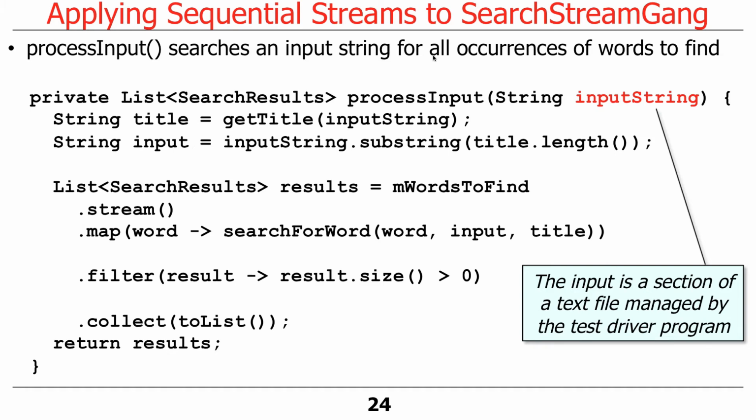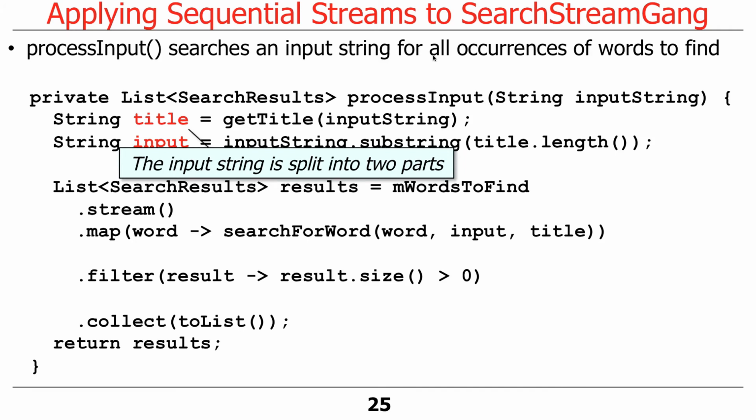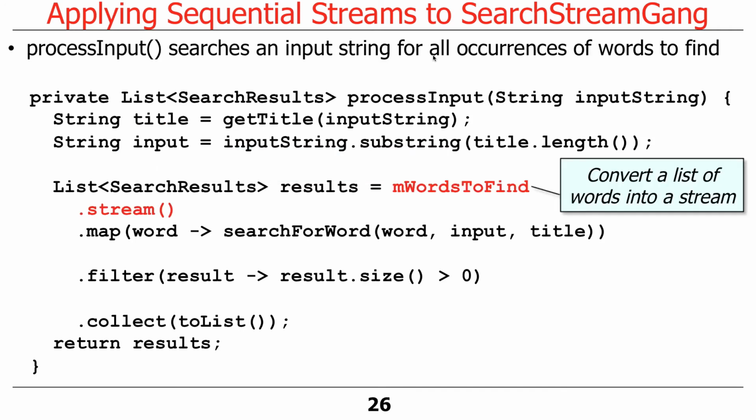And then I would go and search for words in that act, just to do something interesting. You could do all kinds of other stuff too. So we split things up. We get the title, and then we go ahead and get the input. The input's actually the content. And then what we do here is we have a list of words we want to find. So we take the list of words to find, and we convert that into a stream.